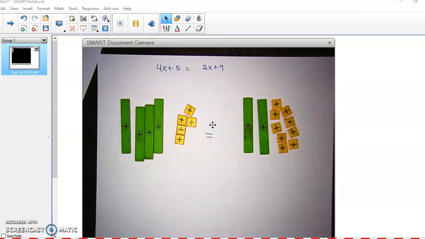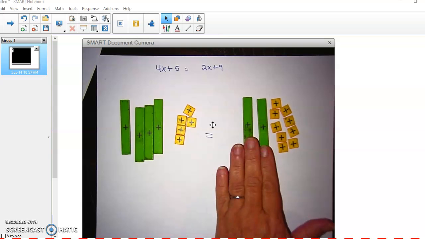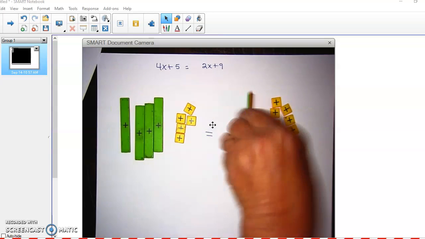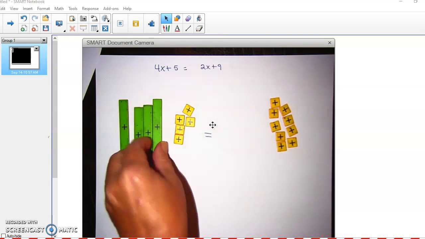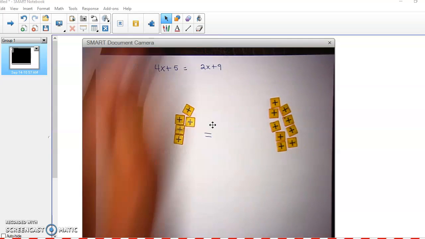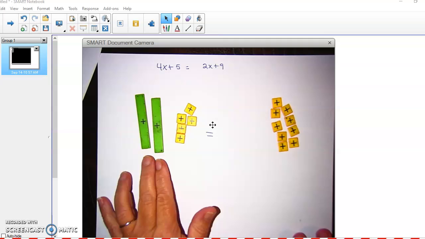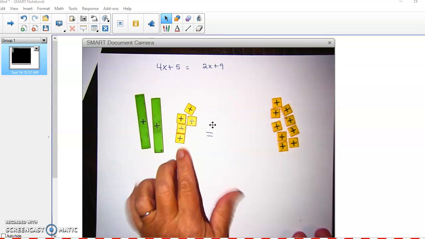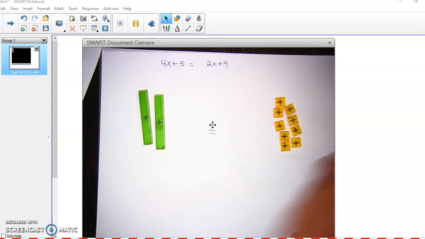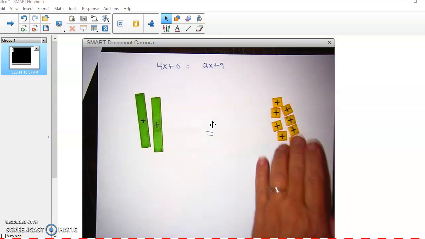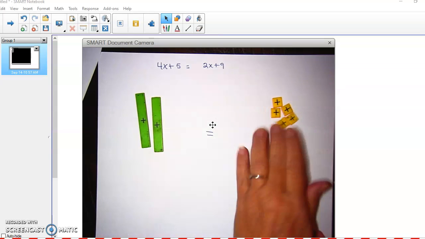on the other. So I'm going to subtract 2x from this side, and whatever I do to one side, I do to the other. Okay, and now I have the 2x plus 5, so that brings it to 2x plus 5 equals 9, and I want to get my variables by themselves. So I'm going to subtract 5 on this side. Whatever I do to one side, I do to the other.